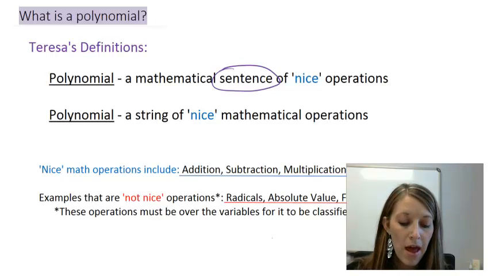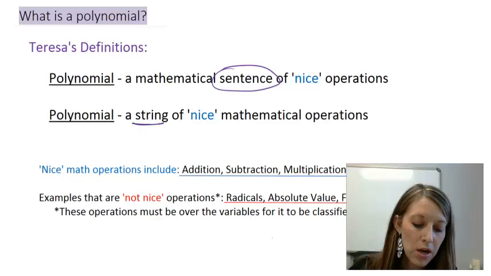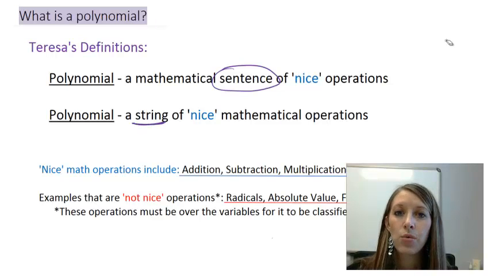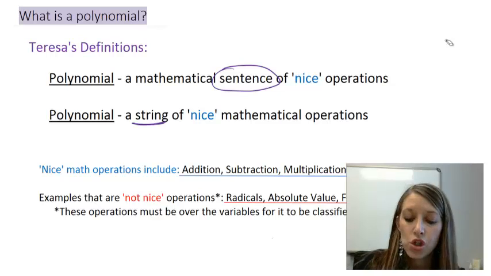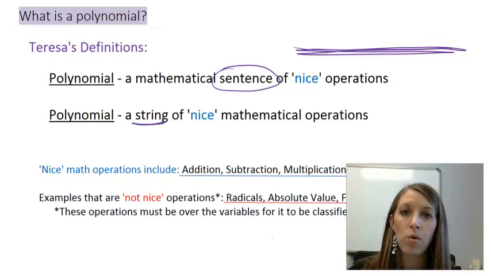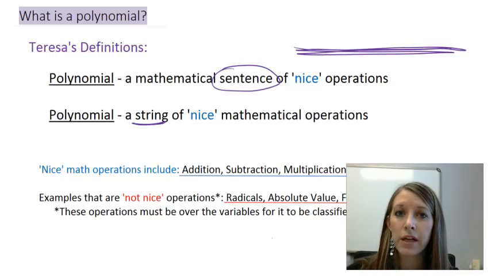The other way I've defined a polynomial is a string of nice mathematical operations. And I use the word string here as opposed to sentence. The reason that I use the word string, or even sentence, to help identify what a polynomial is, is because I'm trying to give you a visual representation. Most students are visual learners, so I'm trying to get that visual going in your mind. A string or sentence is basically one long statement or one long mathematical expression.